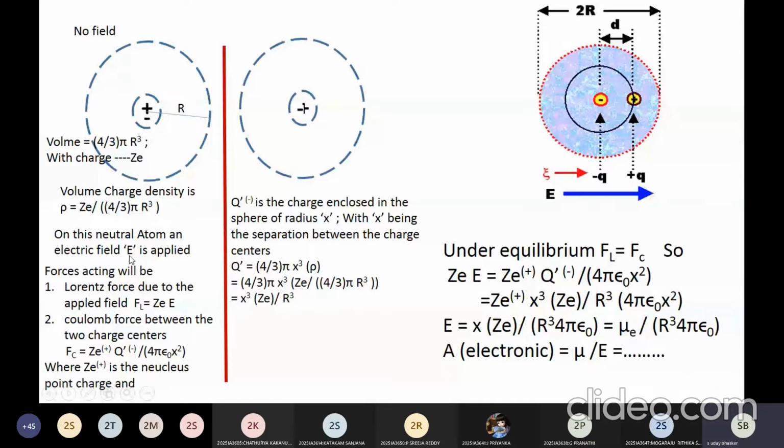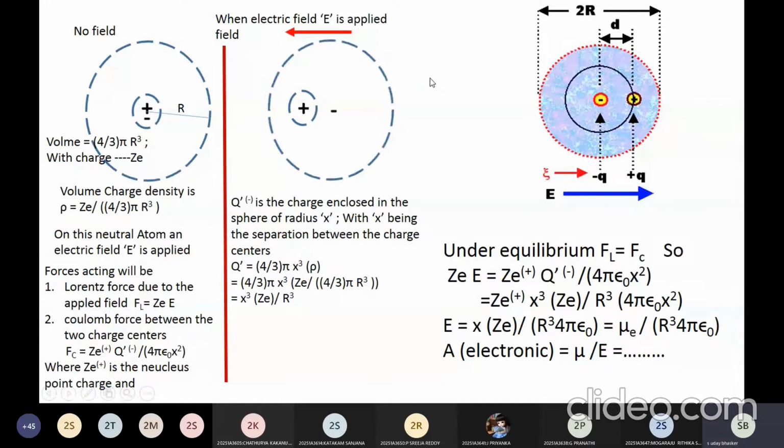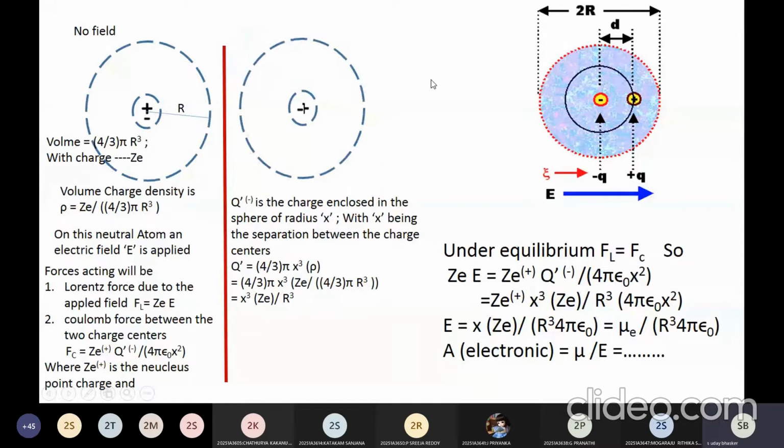On this neutral atom, an electric field E is applied. I have applied an electric field in this direction; this arrow gives me the direction of the applied electric field. When you apply this electric field, what happens to the positive charge and what happens to the negative charge? When there is no applied electric field, the positive charge center and negative charge center will be at the same point, so the net dipole moment of this atom is 0.